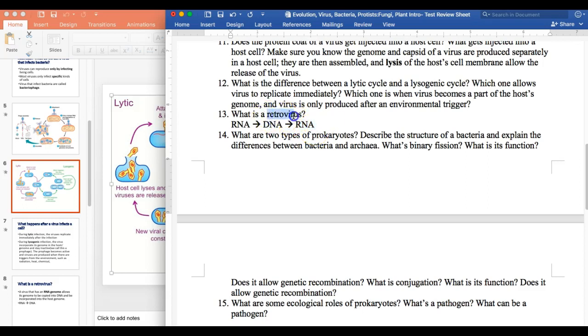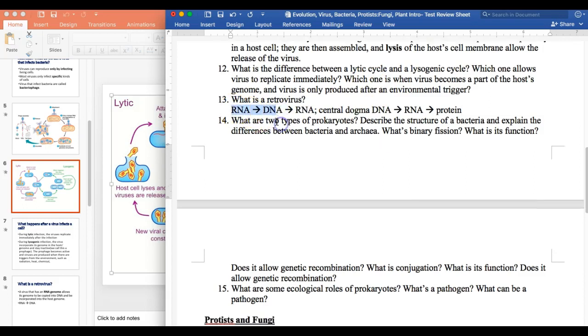The reason we call it a retrovirus is because when you learn the central dogma, the central dogma is DNA to RNA to protein. So the retrovirus is going backward.